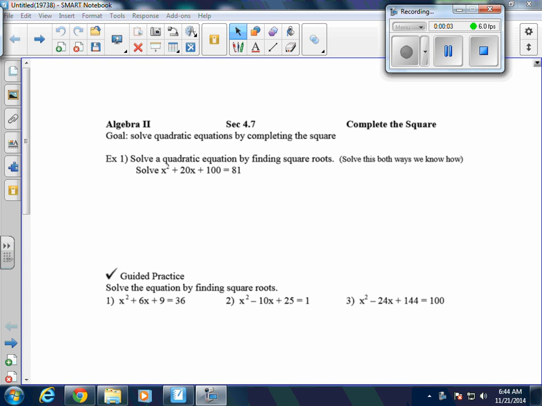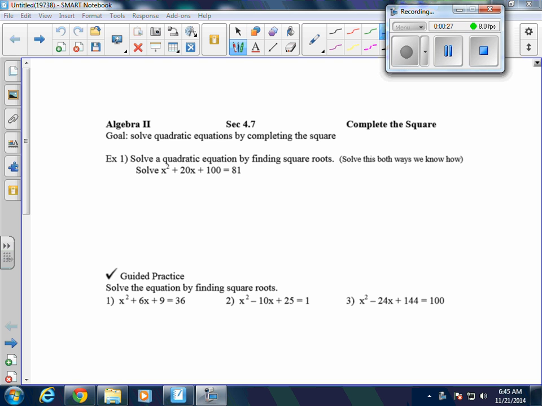Section 4.7 is on completing the square, and that's what our goal is today. We're going to take, again, a quadratic equation and solve it, but now we're going to use a method called completing the square. So far, we've solved quadratic equations by factoring, we've solved by taking square roots, and now we're going to solve by completing the square.